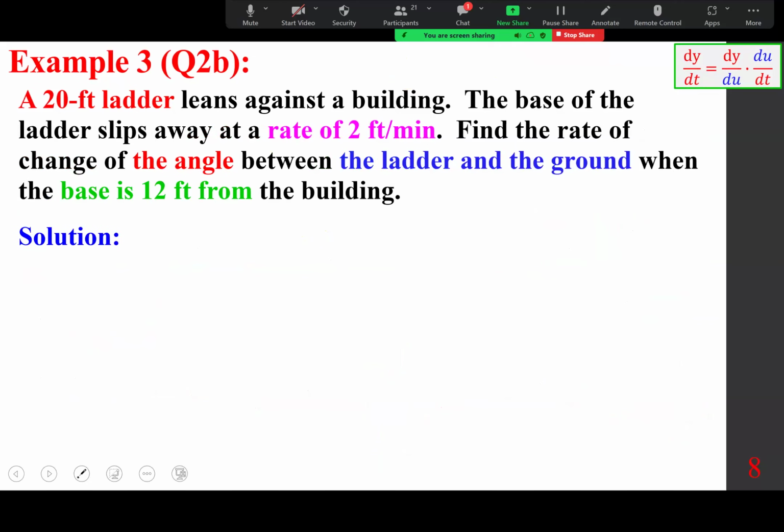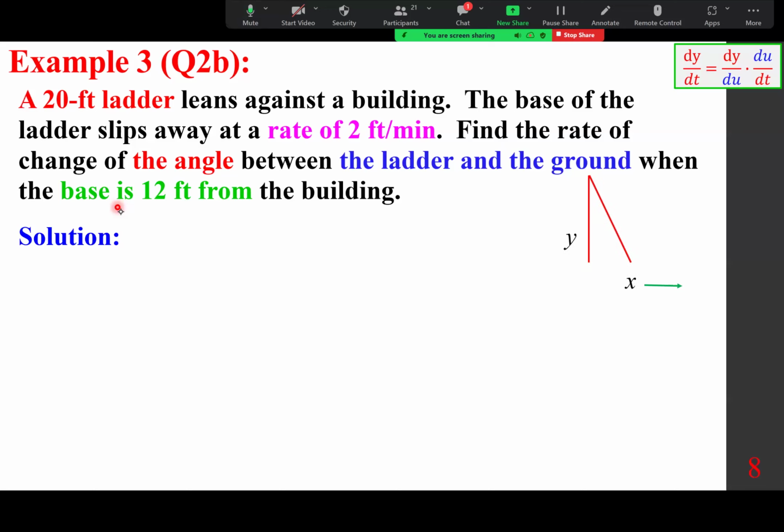We are going to look at the same question. A 20-foot ladder leans against the building. The base of the ladder slips away at a rate of 2 feet per minute. However, in this case, we want to find the rate of change of the angle between the ladder and the ground when the base is 12 feet. So not only is the height changing, and therefore the rate of the moving height, but also the angles, and I'll discuss both angles in a moment.